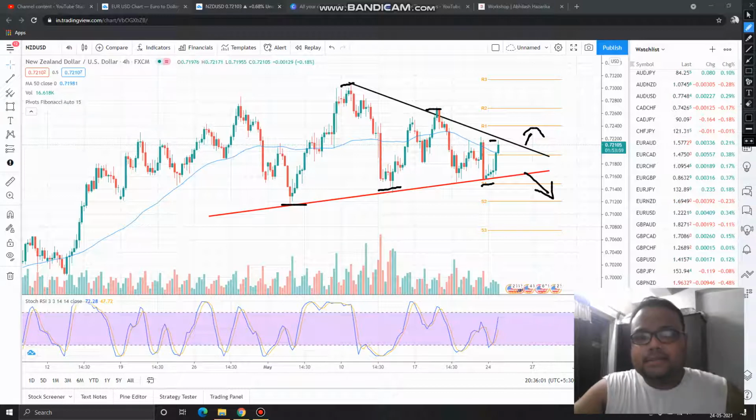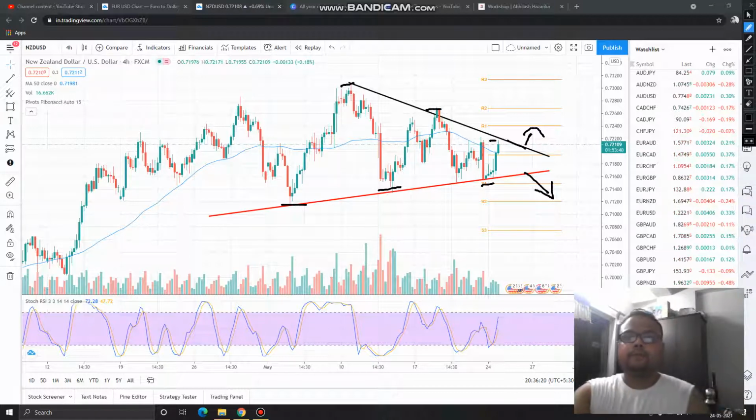So right now the market is in indecision. If you want to know what your strategy should be, I'll say wait for the market to cross either this black line or this red line. In the 4 hours chart, you can draw two lines like this and then wait for the market to give you a proper signal.